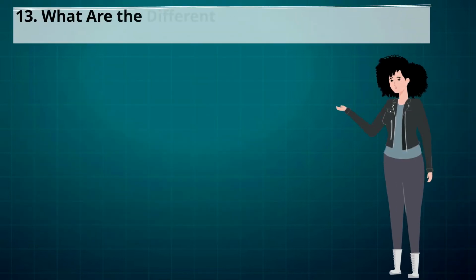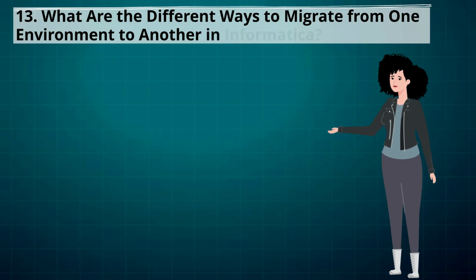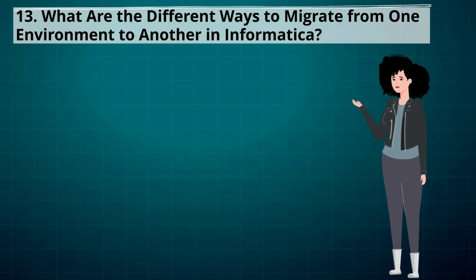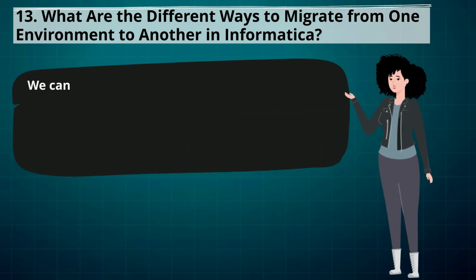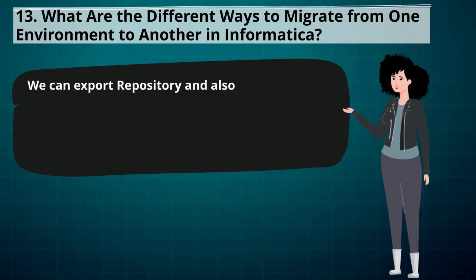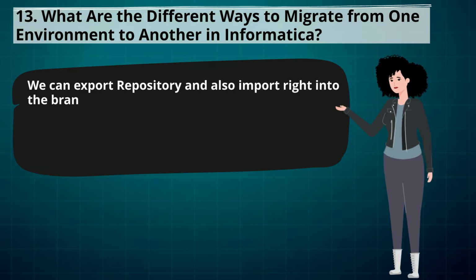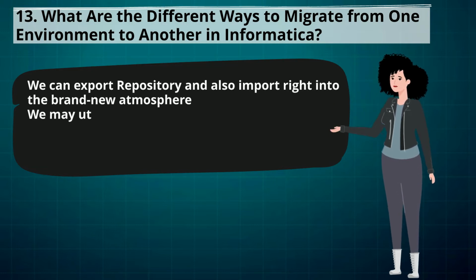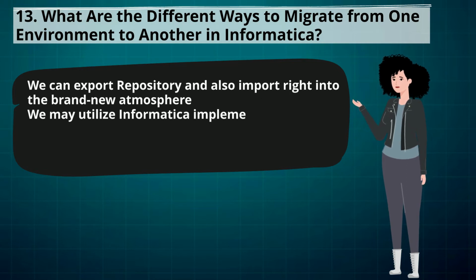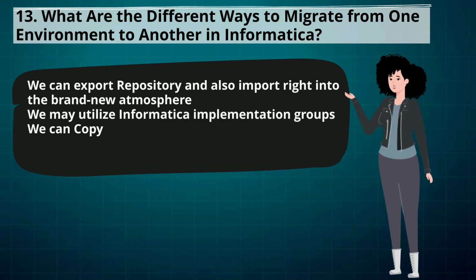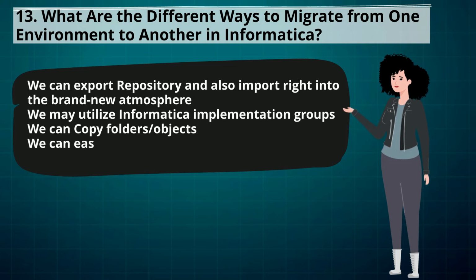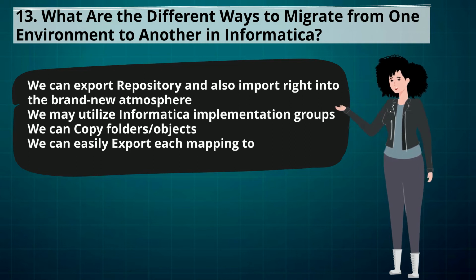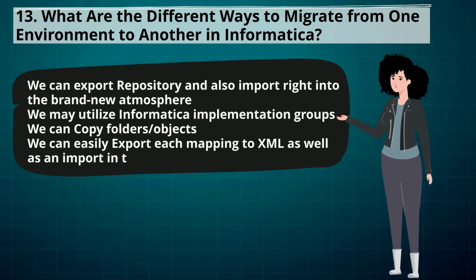13. What are the different ways to migrate from one environment to another in Informatica? We can export the repository and import it into the new environment. We may utilize Informatica deployment groups. We can copy folders and objects. We can easily export each mapping to XML and import it in the new environment.